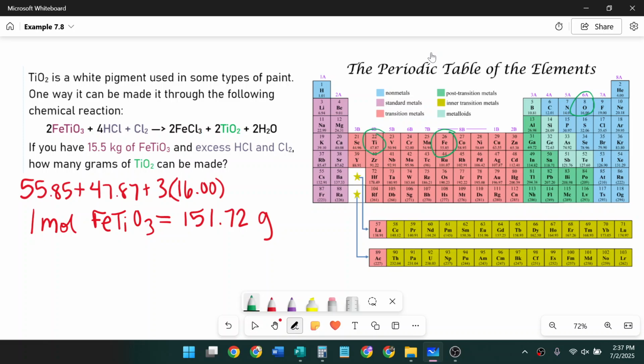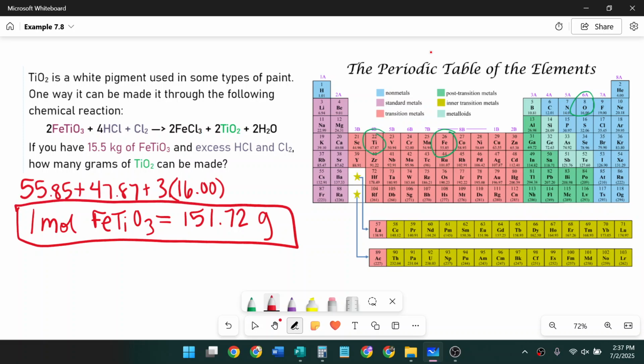Right now, we're just getting our conversion relationships set up so that when we're ready to use them, they're ready and easy to find. Okay, so for the other one, we need Ti, which we already have right here. We already found it first, and O, oxygen, which we also already found. So we have 1 Ti, so that's 47.87, and we have 2 oxygen, so 2 times 16.